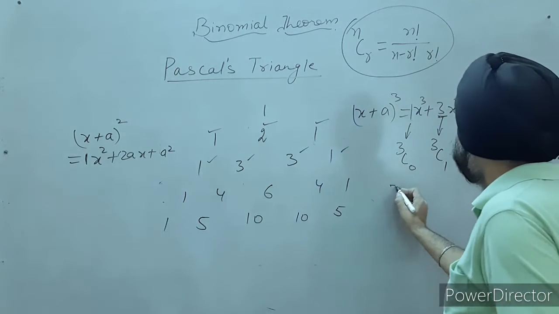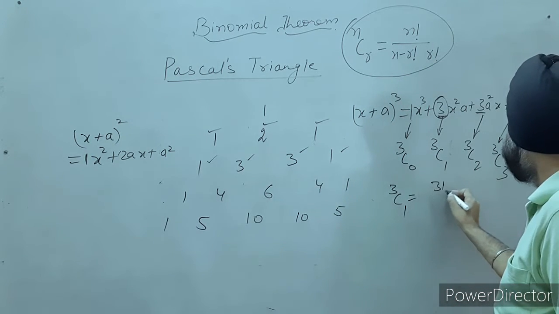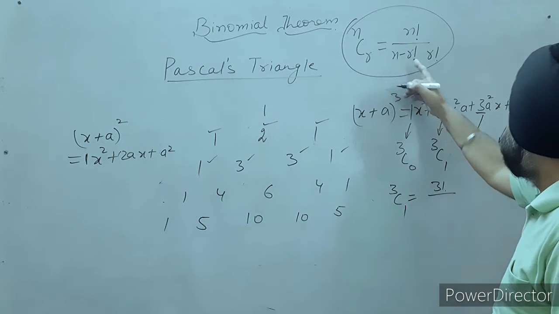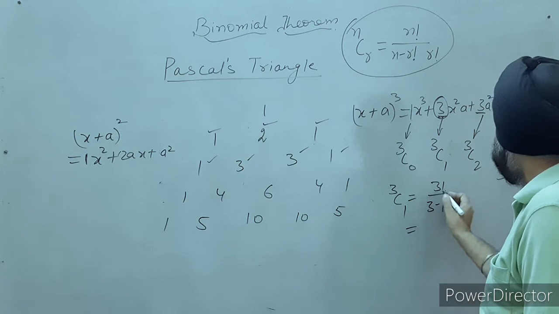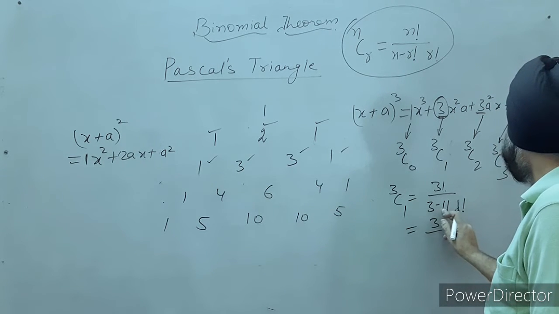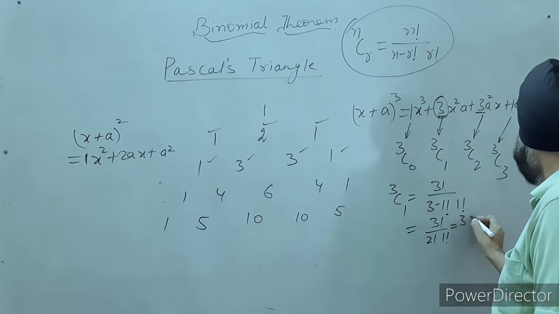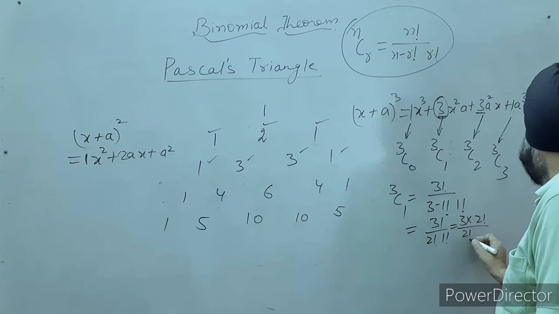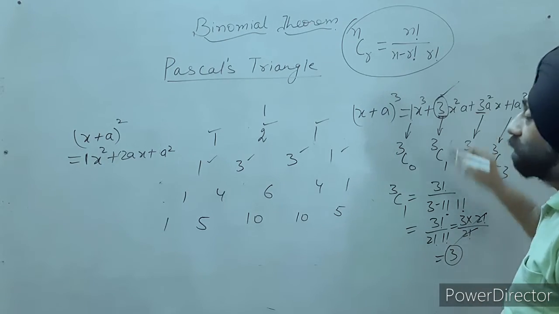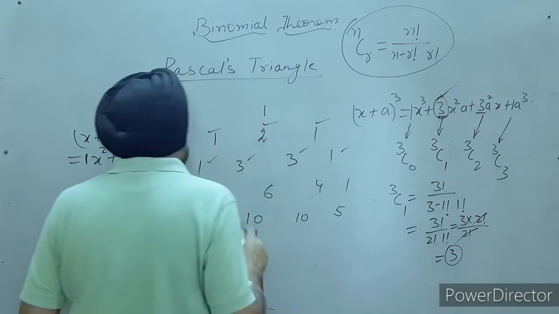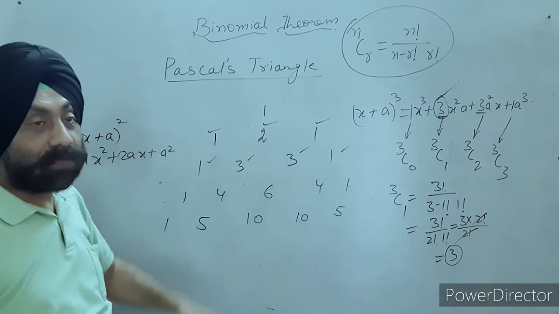Say it's 3c1. The answer is 3 factorial upon 3 minus 1 factorial into 1 factorial, that is 3 factorial over 2 factorial and 1 factorial. This can be written as 3 into 2 factorial divided by 2 factorial. 1 factorial is 1. This cancels. The answer comes out to be 3. So this Pascal's triangle helps us to calculate the values of the coefficients of the binomial theorem, right?